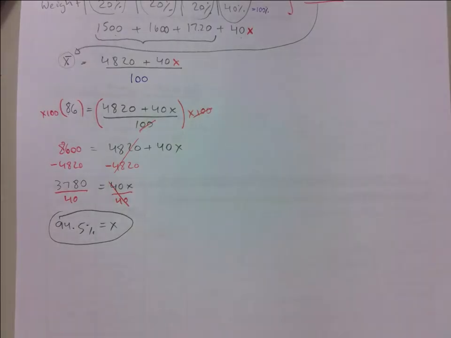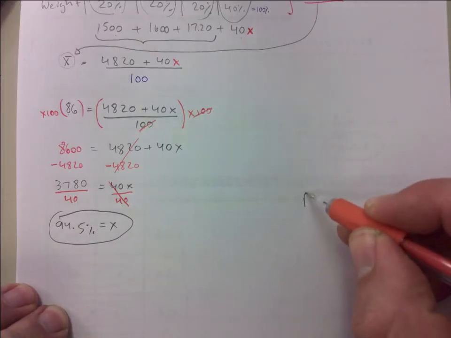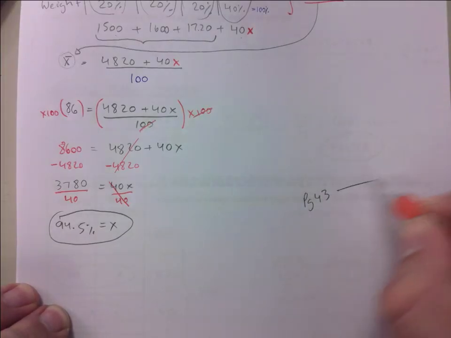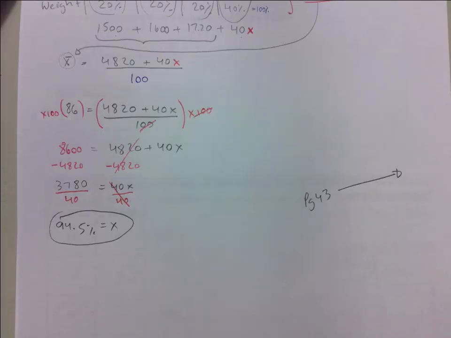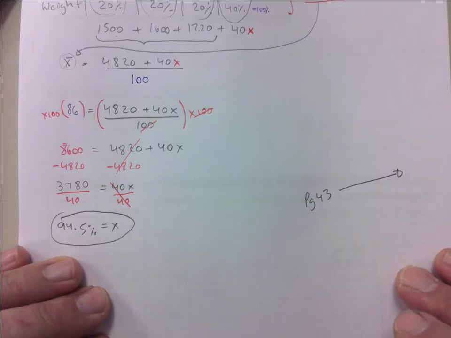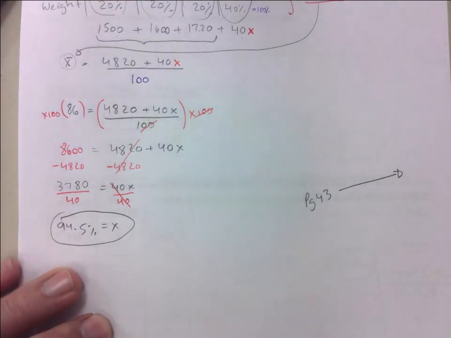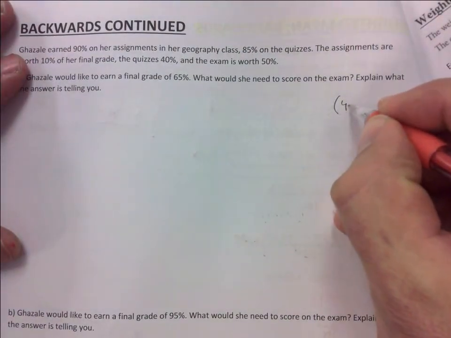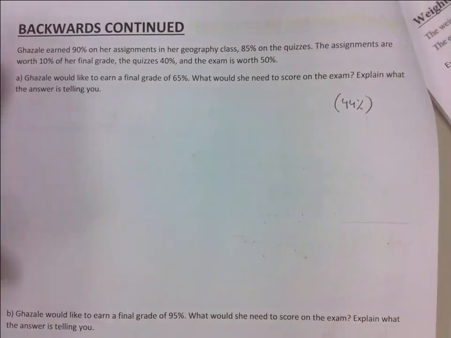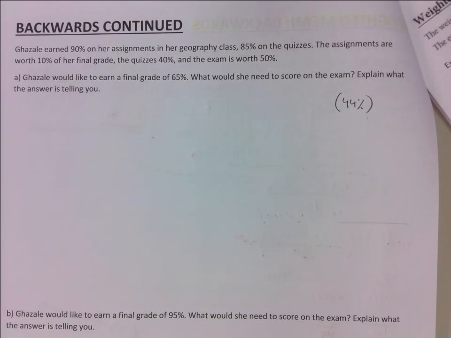I want you to try page 43 right after this, before we move on. I'll give you the answer as well. The answer is 44, but you need to actually be able to come up with that on your own. Okay, so 44% is the answer, which means you can fail and still get your desired goal.